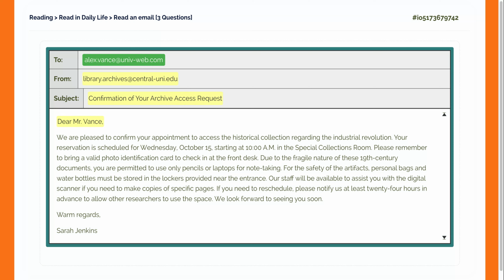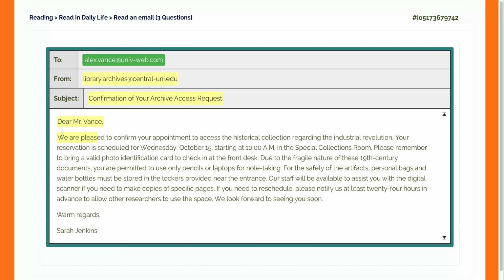Dear Mr. Vance. The email starts with Dear Mr. Vance. This formal greeting confirms a professional relationship between the library staff and the researcher. In TOEFL reading, noticing the greeting helps you identify the tone of the email. Here, the tone is respectful and businesslike, which is very common in academic settings.